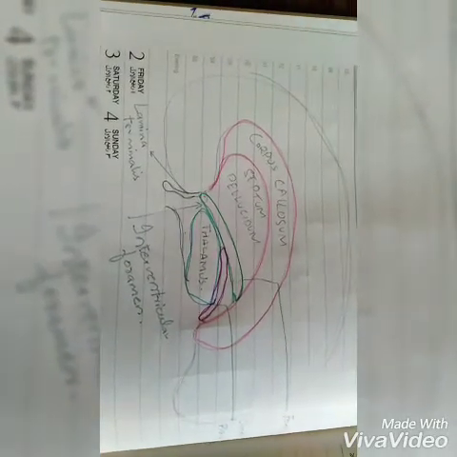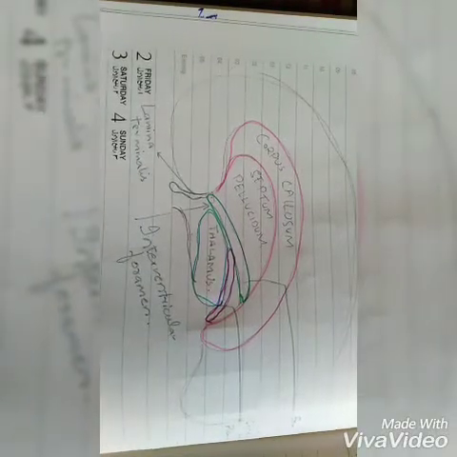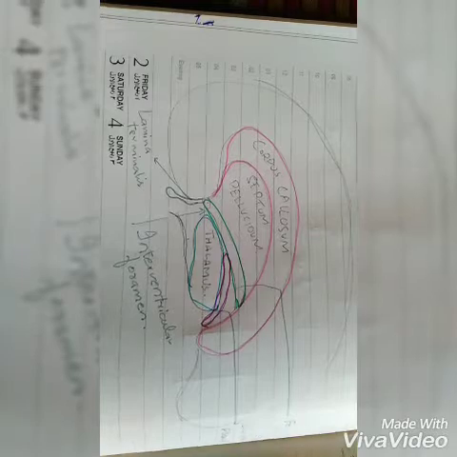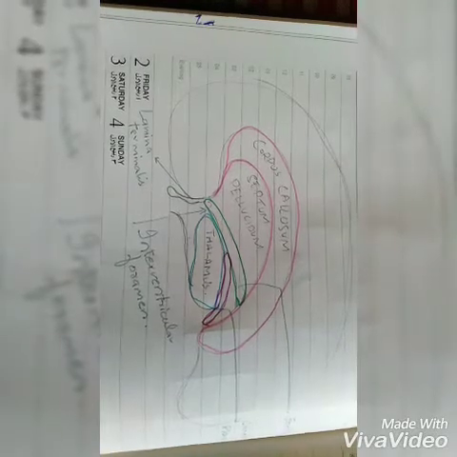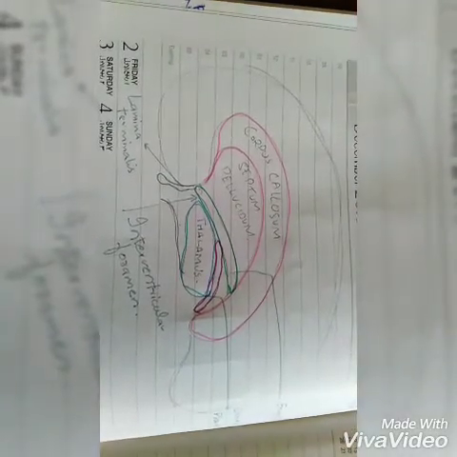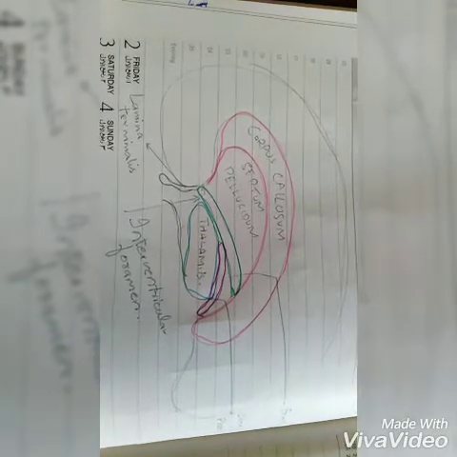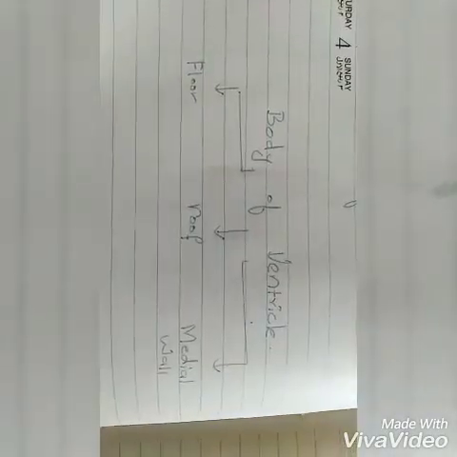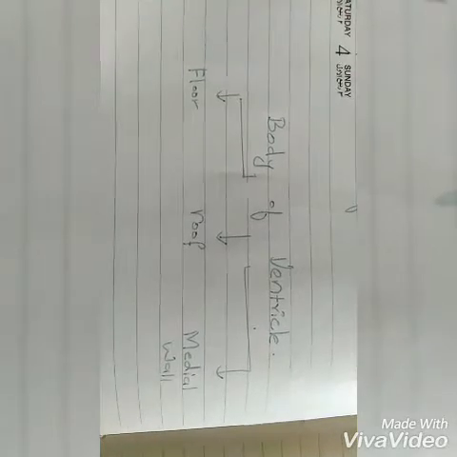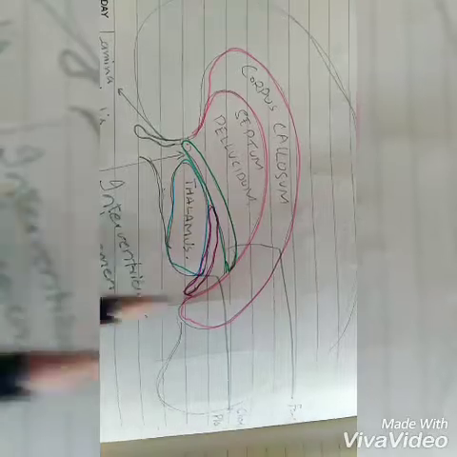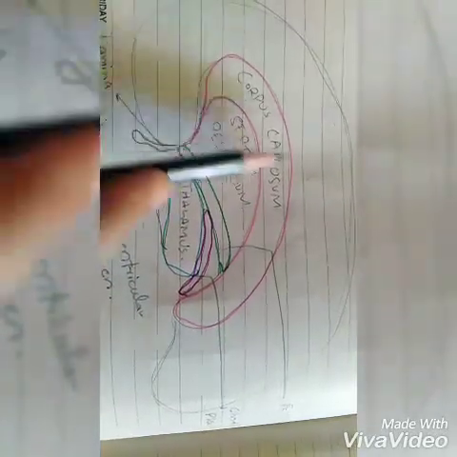Lateral ventricle has a body from which anterior horn, posterior horn and inferior horn take origin. In this video, I will talk about the anatomy of the body of lateral ventricle. Body of lateral ventricle has a floor, a roof and a medial wall. Roof is formed by the undersurface of the corpus callosum.